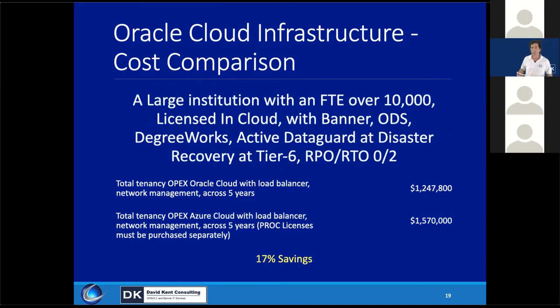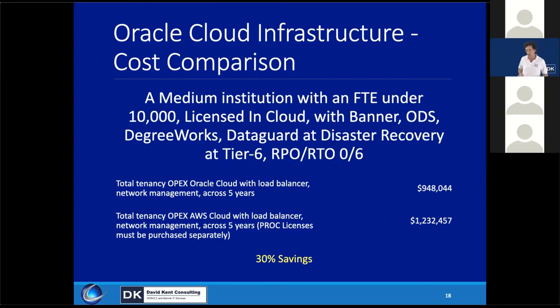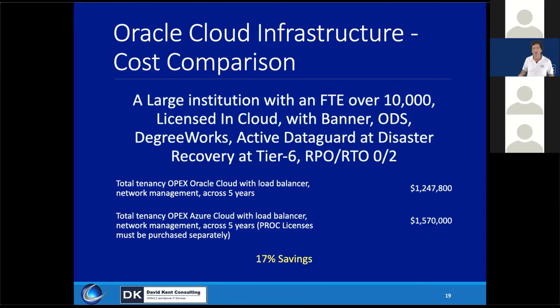Again, these are real numbers, real cloud assessments that we have done. And then a large institution with over 10,000 for an FTE, we looked at the OPEX for Oracle Cloud over 5 years was 1.247 million or 248 million versus Azure, where it was 1.57 million, which was a 17% savings. Now that's interesting because if we go to the previous slide, we see that our spend does not increase that much when we go from 10,000 to over 10,000. That's where you're getting a lot of economy of scale. And this is true in about any industry that you operate in.